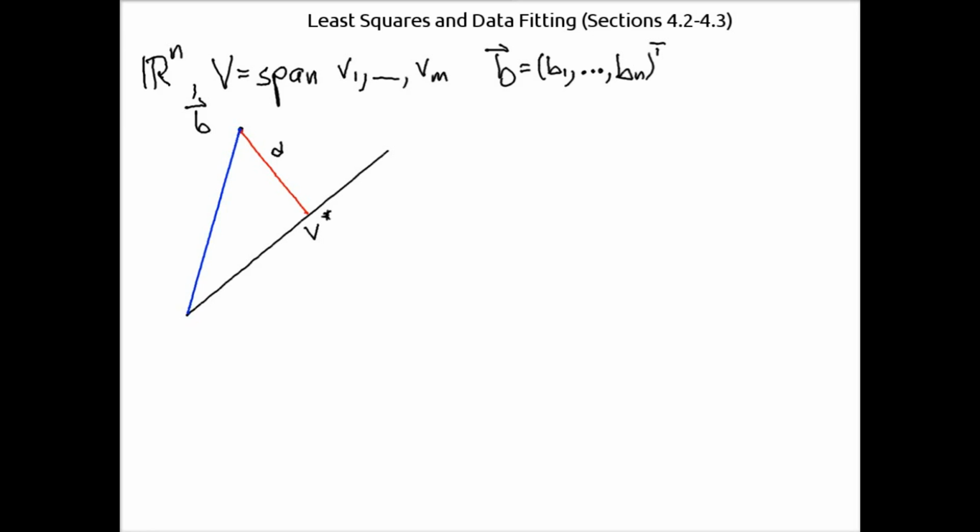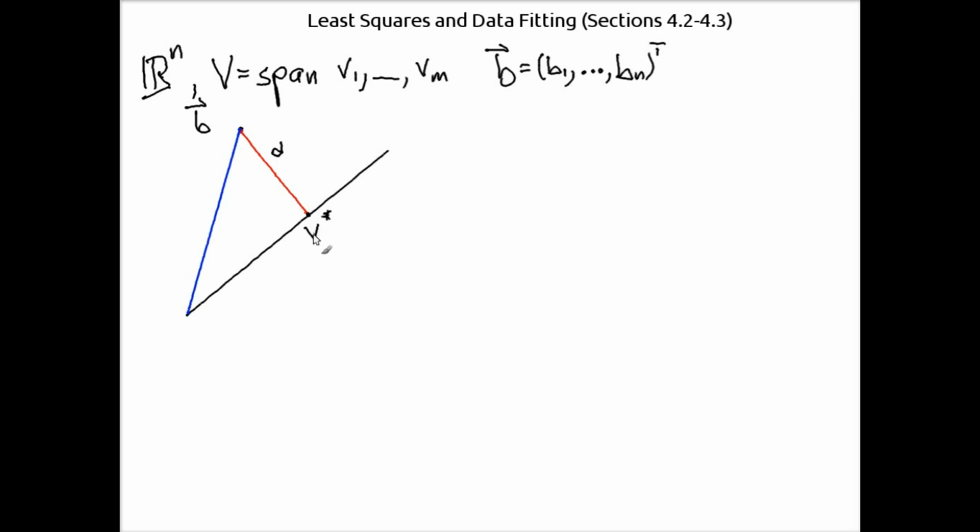Welcome back. I'm going to go back to what I was saying at the end last time about computing the shortest distance from a point to a plane. So remember, we're working in Rn, and we have a plane, which is spanned by m vectors. We also have a given vector b, and we're interested in computing the distance from b to the plane.